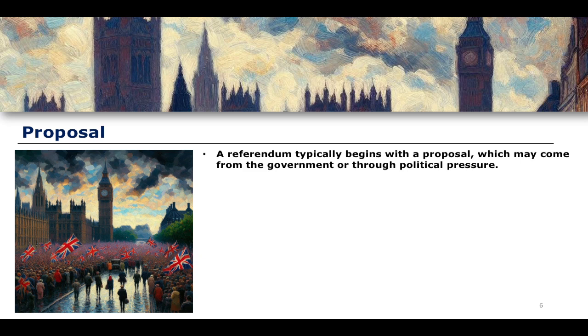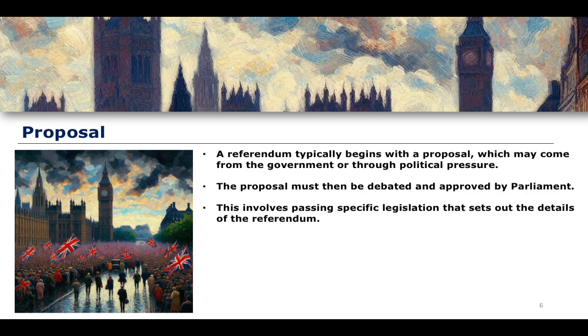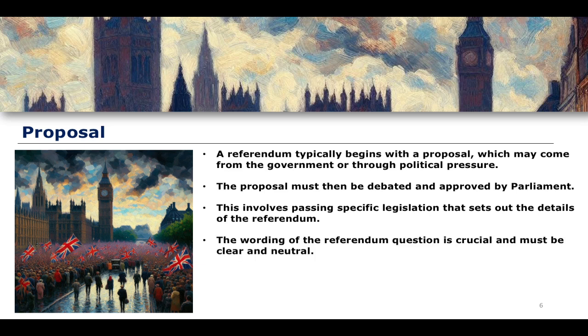Now, David Cameron's government probably didn't want to hold a referendum on EU membership, given that David Cameron and his government was particularly staunchly pro-Remain. So, as a result of which, this came through a certain semblance of political pressure. The proposal must then be debated and it must then be approved by Parliament, and this of course involves passing specific legislation which will then set out the details of that referendum.